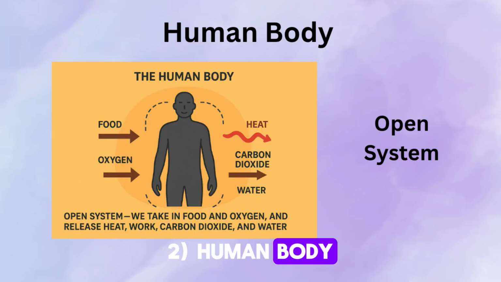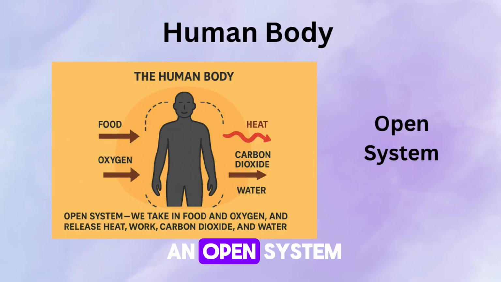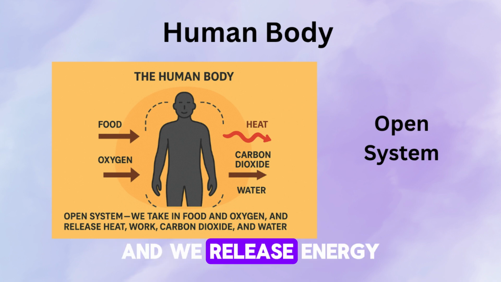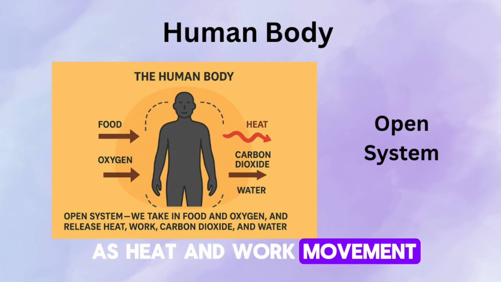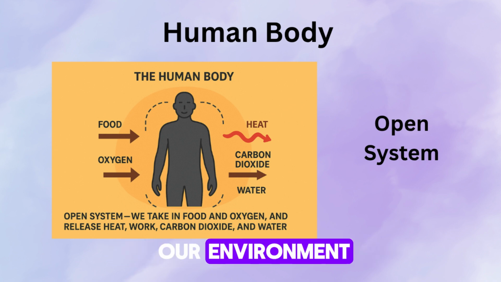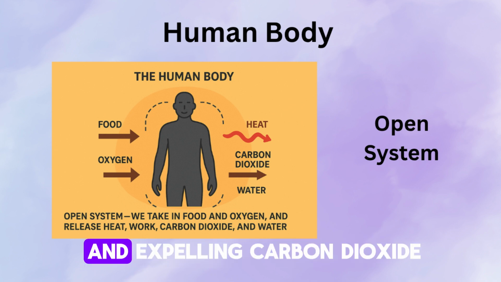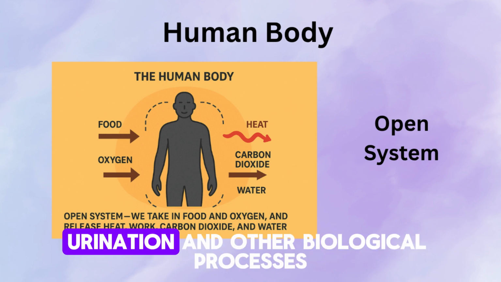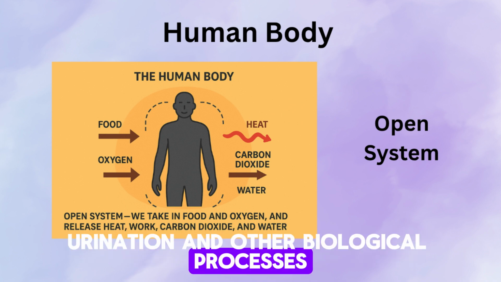2. Human body. The human body is an open system. We take in energy in the form of food and oxygen, and we release energy as heat and work, movement, etc. Additionally, we exchange mass with our environment by breathing in oxygen and expelling carbon dioxide, as well as through sweating, urination, and other biological processes.